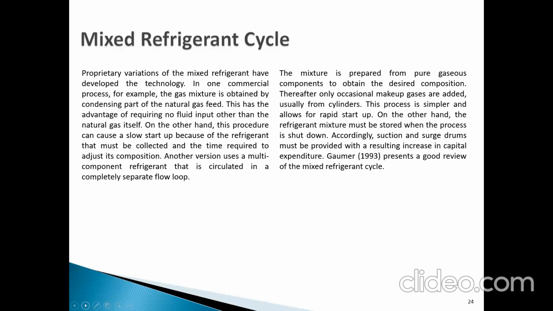Another version uses a multi-component refrigerant that is circulated in a completely separate loop. The mixture is prepared from gaseous components to obtain the desired composition. Thereafter, only occasional makeup gases are added, usually from cylinders. This process is simpler and allows for rapid startup. On the other hand, the refrigerant mixture must be stored when the process is shut down. Accordingly, suction and storage drums must be provided with a resulting increase in capital expenditure. So, that represents a good review of the mixed refrigerant cycle.